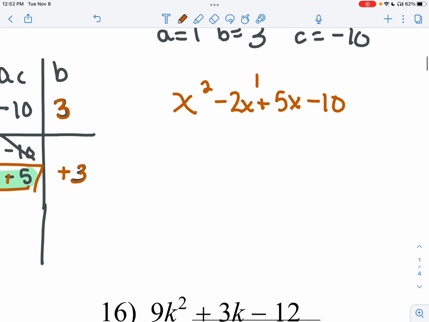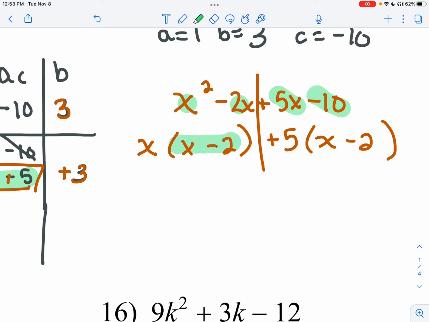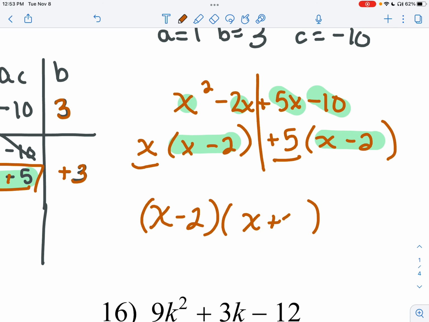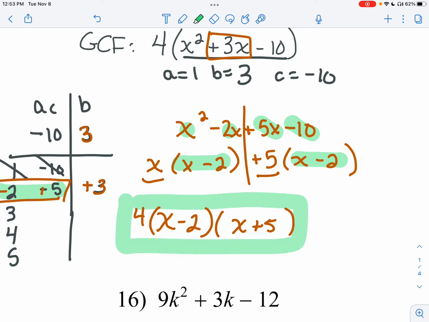Then you will split this problem in half, and you will find your GCFs of each half. So this half, the GCF is x, and this half, the GCF is 5. Taking out an x here and here will leave you with x minus 2. Taking out a 5 here and here will leave you again with x minus 2. As long as these two binomials match, you've done a good job, and that is your new GCF, x minus 2, and what's left over, x plus 5. Please don't forget your GCF from way up top of 4. Now, if you take the box method, you will end up at the same spot at the end.